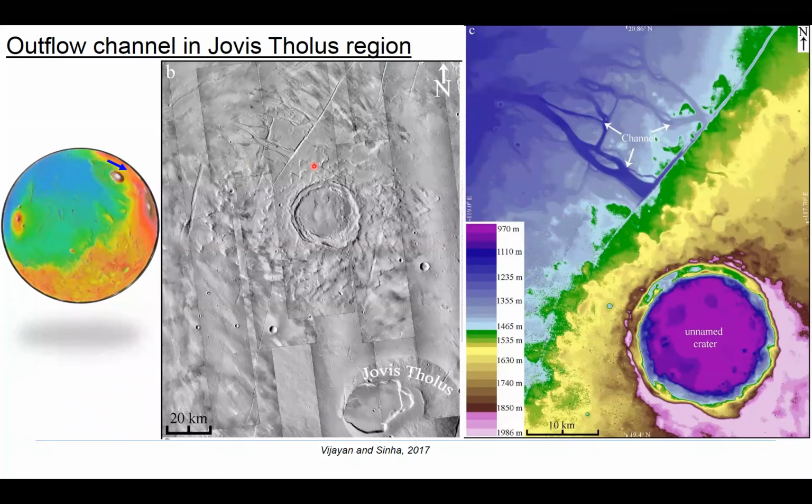This is one location where an impact has formed near the Jovis Tholus, and this is the impact, and this is the graben which is located near it, and there are some channels associated with this graben. This is somewhat similar to the Mangala Valley's channels, where the fluvial origin channels originated from the graben wall. But this one is entirely on the volcanic surface of the Tharsis region.